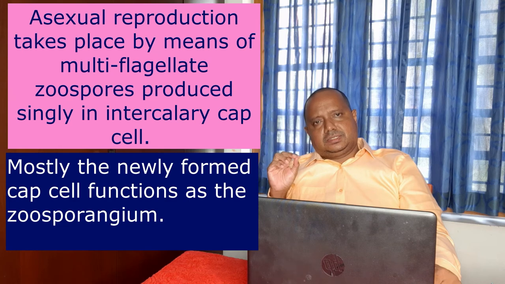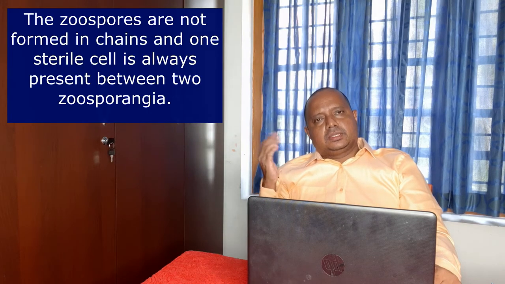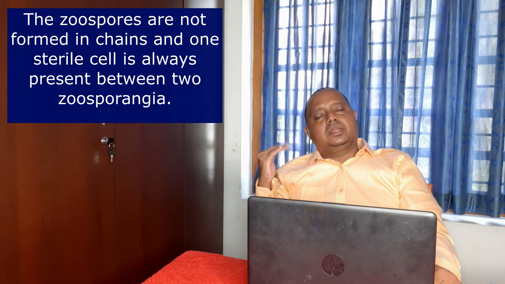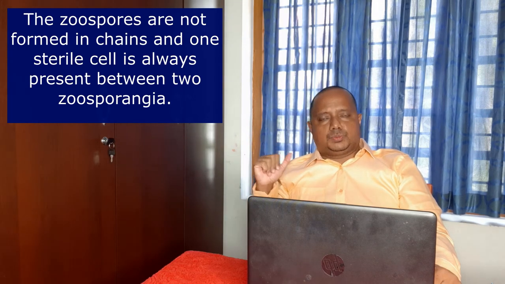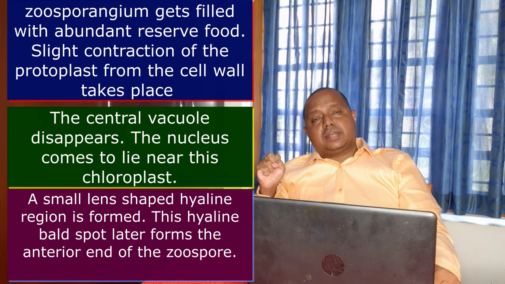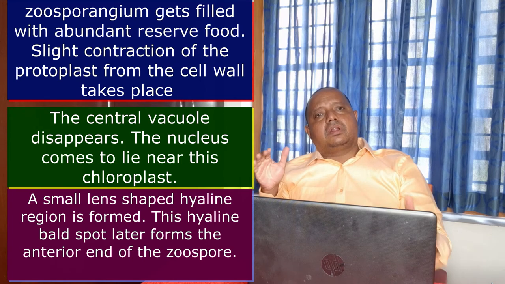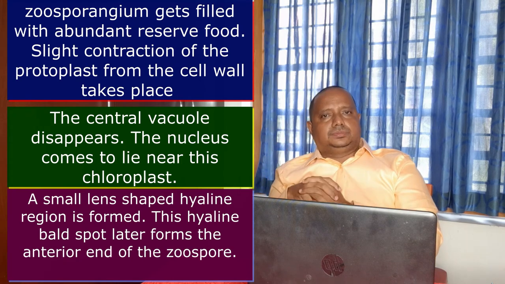The zoospores are formed not from all cells, but there will be an intermediate cell between two zoosporangia. That means if one cell develops into zoospores, the next cell will be sterile, and the next cell will develop into another zoosporangium. The cell which functions as zoosporangium accumulates a large amount of food materials, starch, and slightly contracts from the cell wall. The central vacuole disappears.